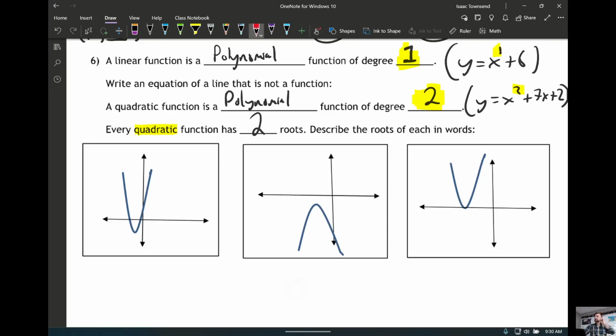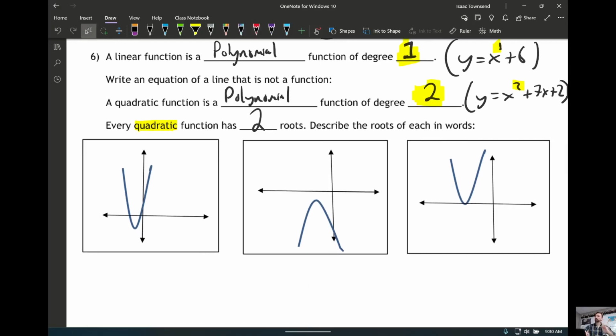Now, the roots tell us something about the parabola. The real zeros show up as x-intercepts. So if you see 2 x-intercepts, then you have 2 real roots. What I mean by real is like real numbers. 0, -2, 5, real numbers.